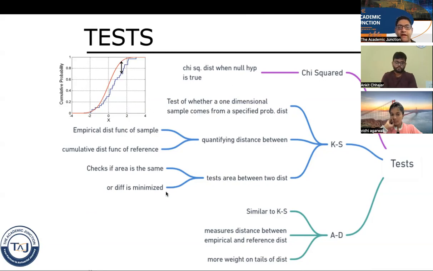Okay, fine. Chi-square test, simple point. The chi-square distribution tests if the null hypothesis is true, and the Kolmogorov-Smirnov test is nothing but a test of whether a particular distribution falls into a specified probability distribution. Let's say that you get samples from a distribution, and somebody tells you that this is from a normal distribution, and you want to test whether this is actually from a normal distribution. That's how you use the Kolmogorov-Smirnov and the Anderson-Darling test. That's about it.